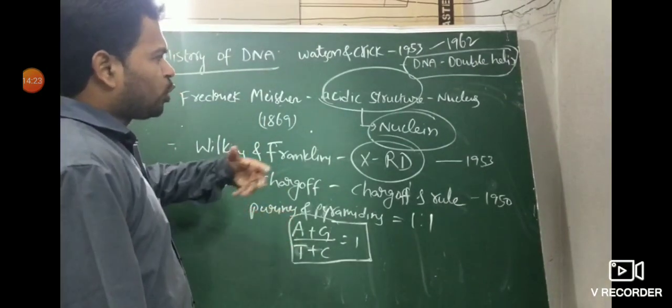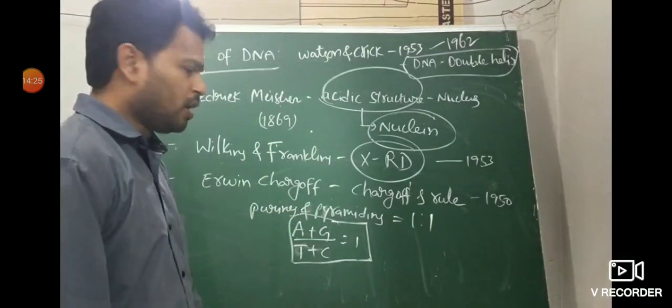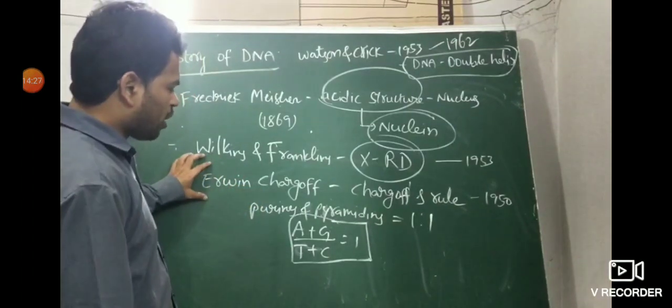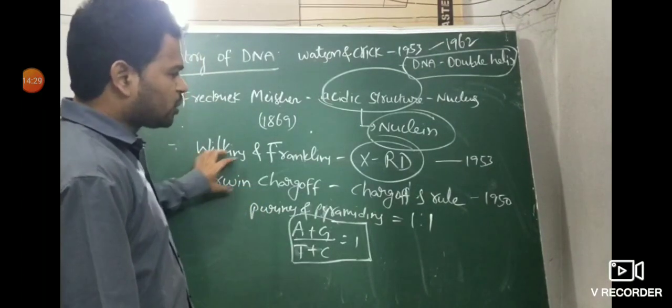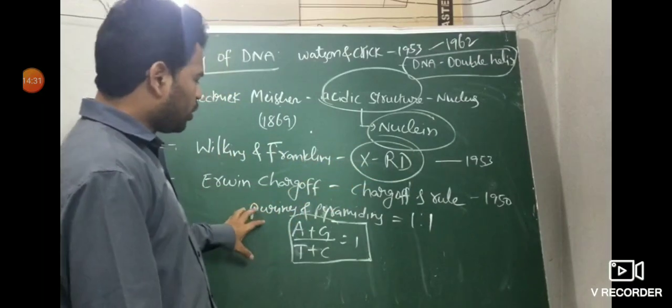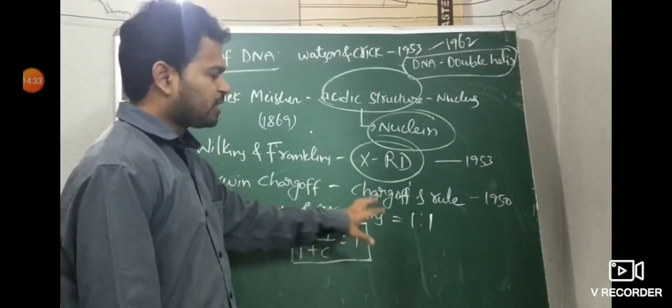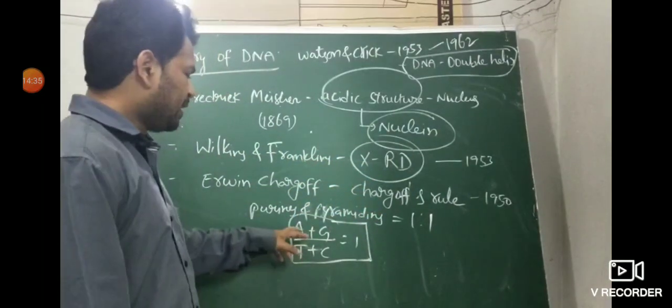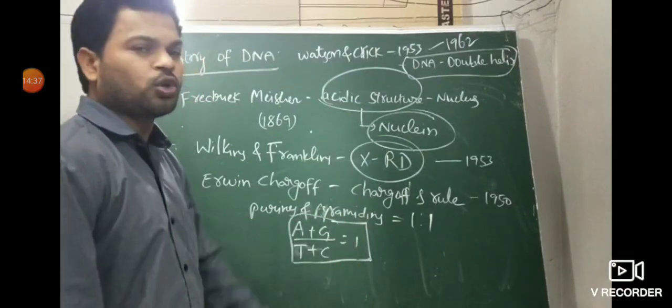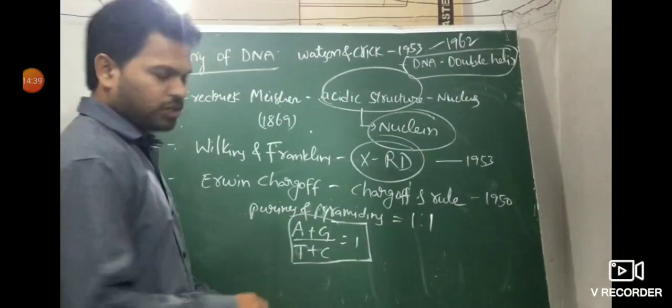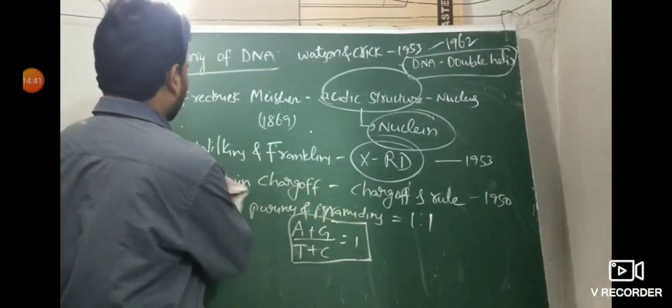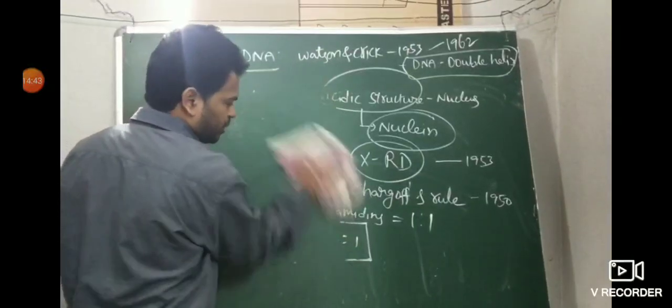Now, before going to the double helix structure of DNA, what did Erwin Chargaff give? Erwin Chargaff gave the Chargaff rule. According to this rule, purines and pyrimidines are present in a 1:1 ratio. A plus G by T plus C equals 1. Sometimes there is a chance of questions based on this concept.